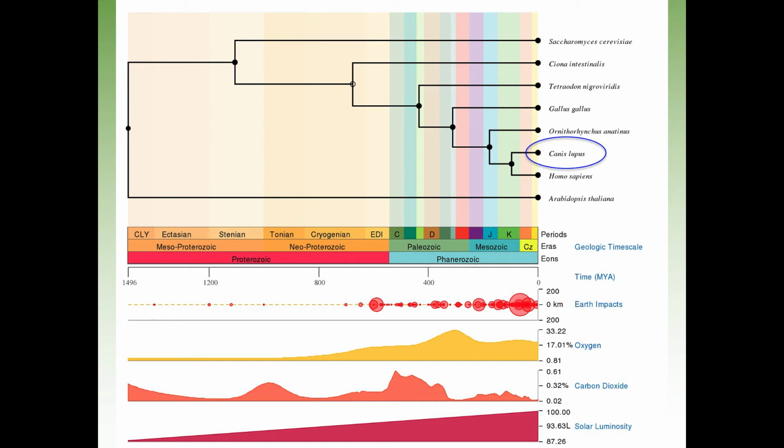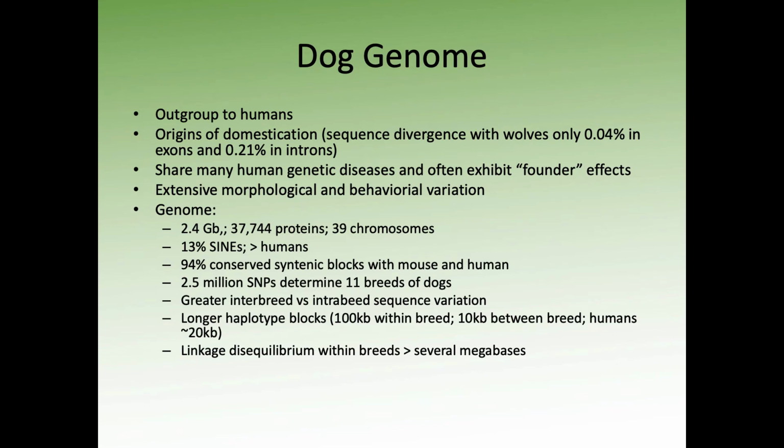These guys diverging around, I don't know, 200 million years ago, 150 million years ago. So in this case, we have dogs, which can kind of serve as an outgroup to humans. So we're starting to get a little bit closer to the human lineage. And as we get closer, we're going to see a lot more shared components with these organisms.